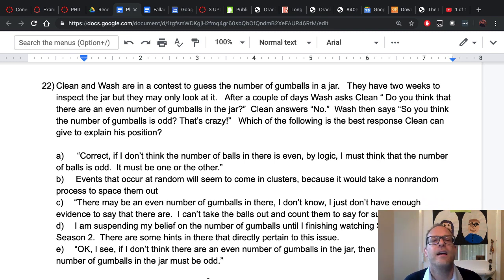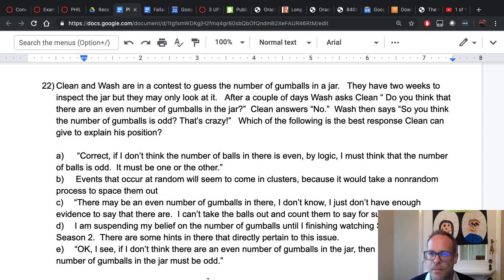Okay. A, "Correct. If I don't think the number of balls in there is even, by logic I must think that the number of balls is odd. It must be one or the other." B, "Events that occur at random will seem to come in clusters because it would take a non-random process to space them out. I'm already pretty spaced out." C, "There may be an even number of gumballs in there. I don't know. I just don't have enough evidence to say that there are. I can't take the balls out and count them to say for sure."